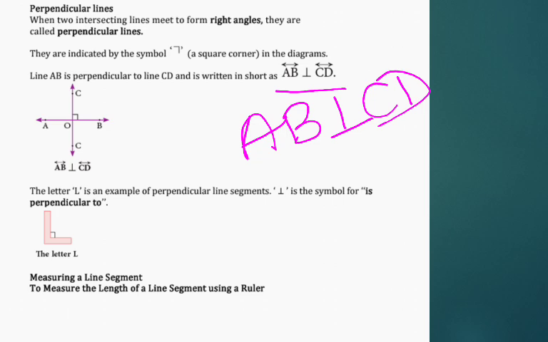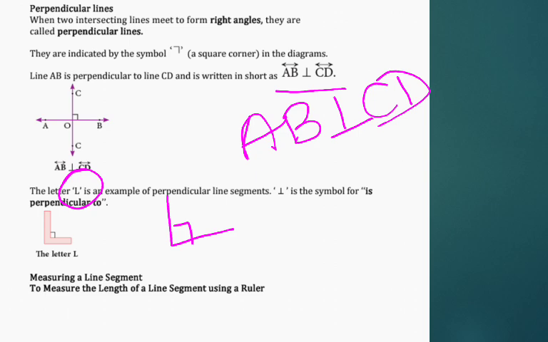Next. The best example is the letter L. See here, the letter L. It should cross like this. The angle between the vertical line and the horizontal line is 90 degrees. Right? This is a perpendicular line.